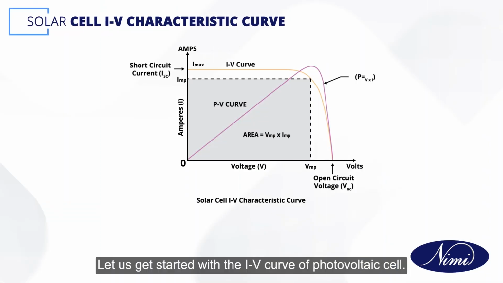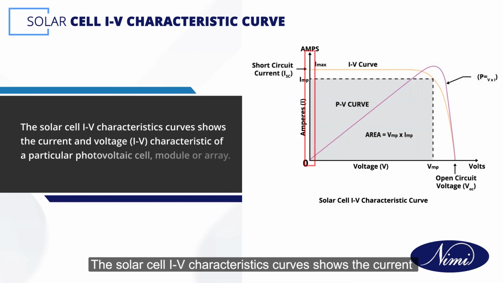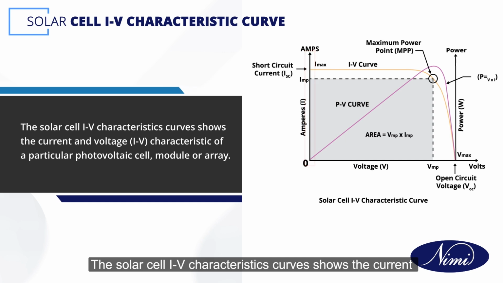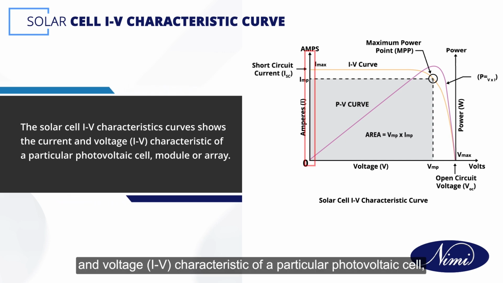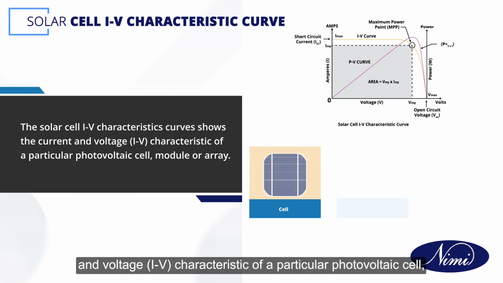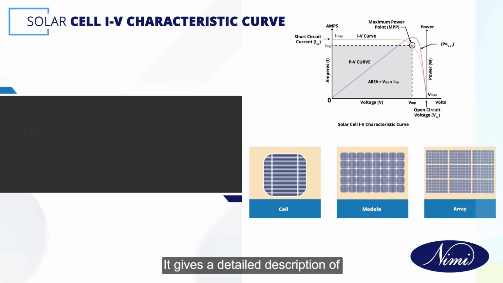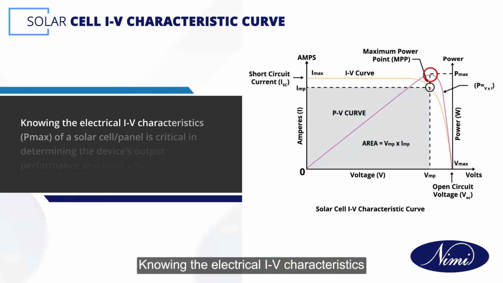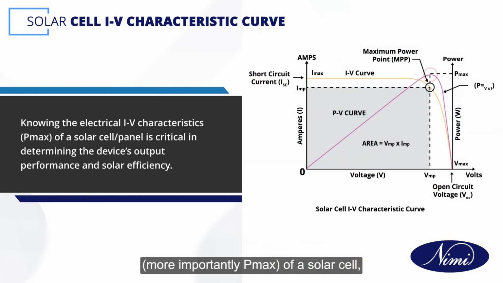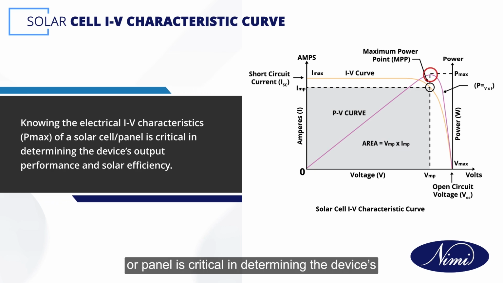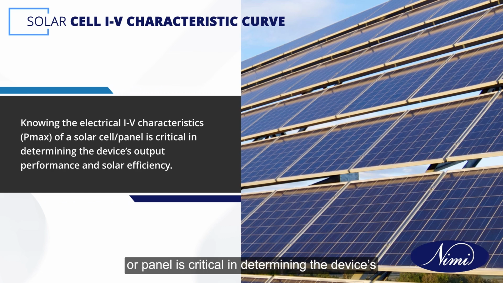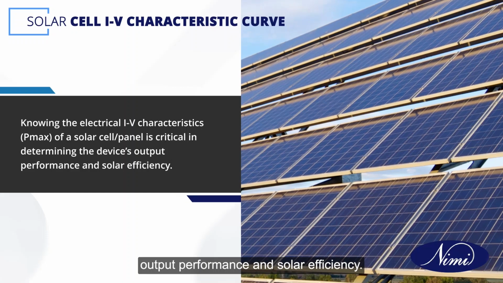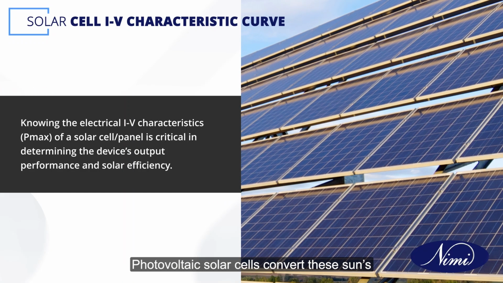Let us get started with the IV curve of a photovoltaic cell. The solar cell IV characteristics curve shows the current and voltage characteristics of a particular photovoltaic cell, module or array. It gives a detailed description of its solar energy conversion ability and efficiency. Knowing the electrical IV characteristics, more importantly Pmax of a solar cell or panel, is critical in determining the device's output performance and solar efficiency.